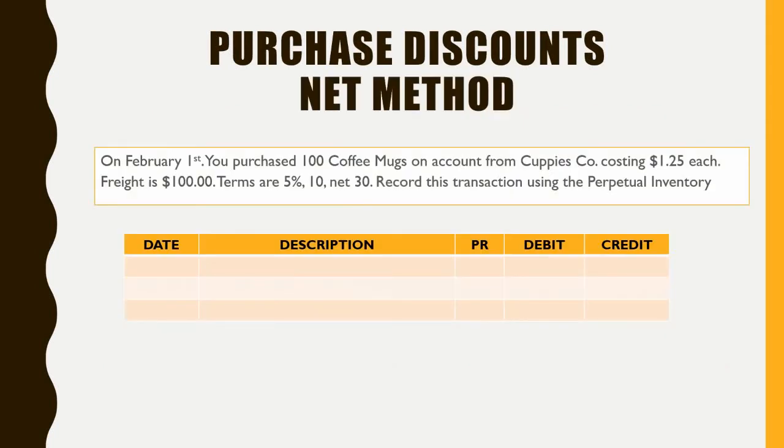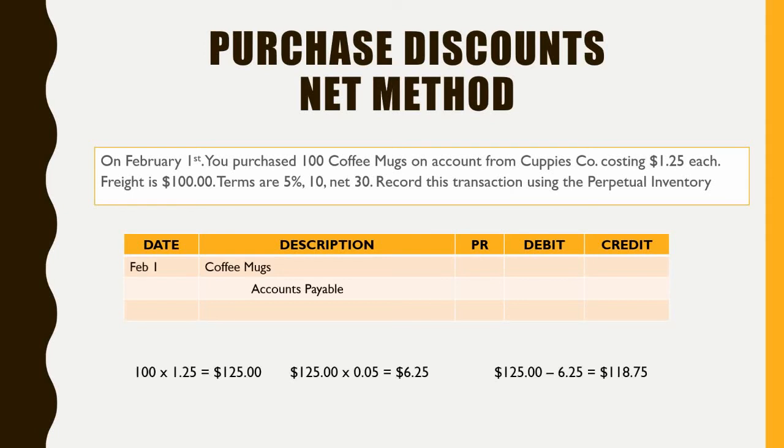Okay, so again, let's talk about net method. In this case, if we decided to purchase on February 1st, you purchase 100 coffee mugs on account from Cuppies Co. And again, each cup is $1.25. Freight was $100. And of course, you were given a 5%, 10, net 30. So record this transaction. Since we're using the net method and we're saying that we're really good at paying our bills, we're going to go ahead and recognize it at the discounted price. So you're still going to have your inventory coffee mugs and you're going to have your accounts payable. But this time you're going to be recording the number at the discounted price versus the original price, right?